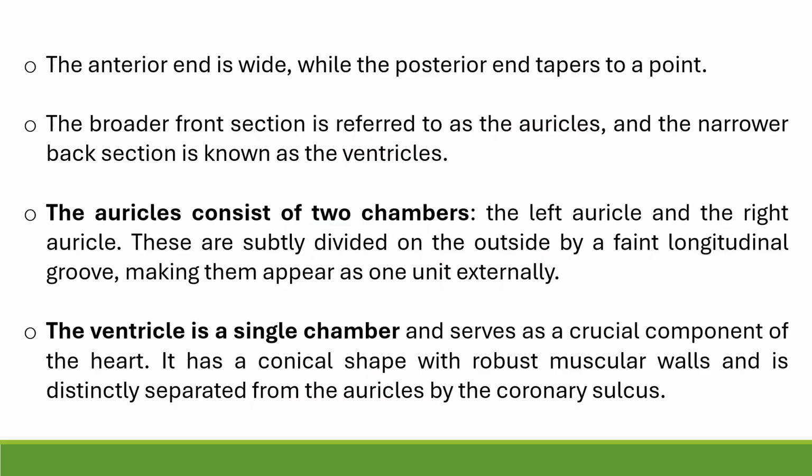The anterior end is wide, while the posterior end of the heart tapers to a point. The broader front section is referred to as the auricles, while the narrower posterior section is known as the ventricle. The auricle consists of two chambers, the left auricle and the right auricle. Both auricles are divided externally by a faint longitudinal groove, making them appear as one unit externally. The ventricle is a single chamber and serves as a crucial component of the heart. It has a conical shape with robust muscular walls and is distinctly separated from the auricles by the coronary sulcus.